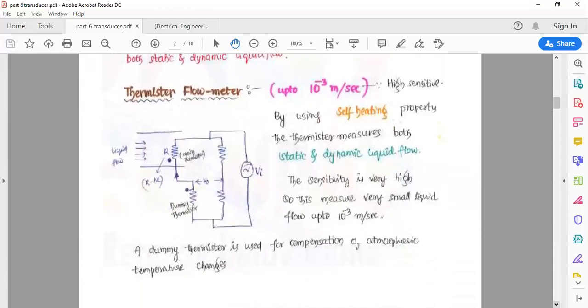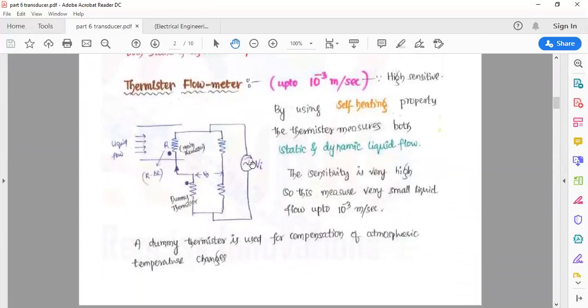Now the thermistor flow meter. The structure is the same as the hot wire anemometer. There we used the hot wire, and here we will use a thermistor, and we use another dummy thermistor which is used as a compensator of this main thermistor. The liquid will flow through this thermistor, and there will be a change in resistance, due to which this bridge will be unbalanced. As a result, there will be a change in voltage, and this change in voltage can be measured in terms of liquid flow. So the thermistor flow meter is used up to 10 raised to power minus 3 meter per second.